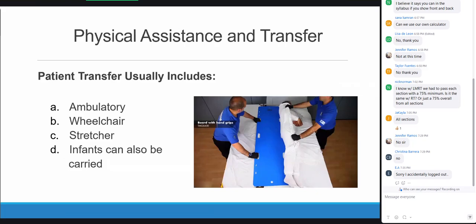Patient transfers can include ambulatory patients, wheelchairs, stretchers. Infants should be carried, and whoever's carrying them should be transported in a wheelchair. We don't want them falling.